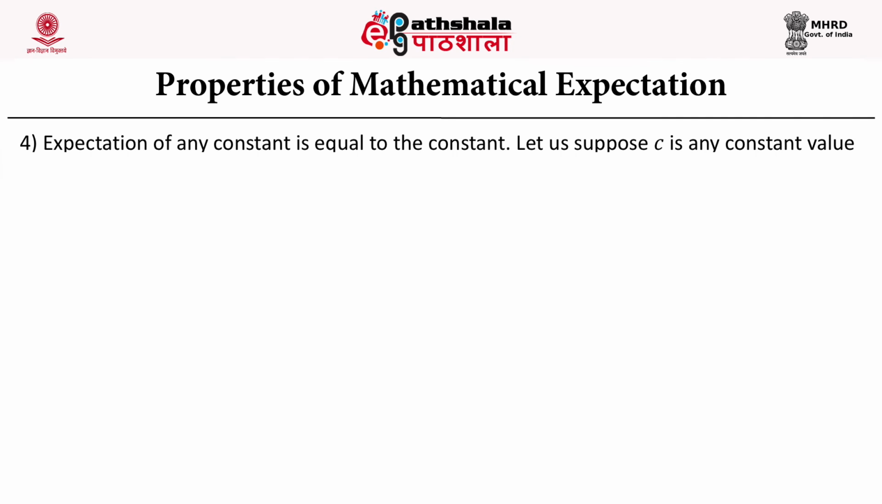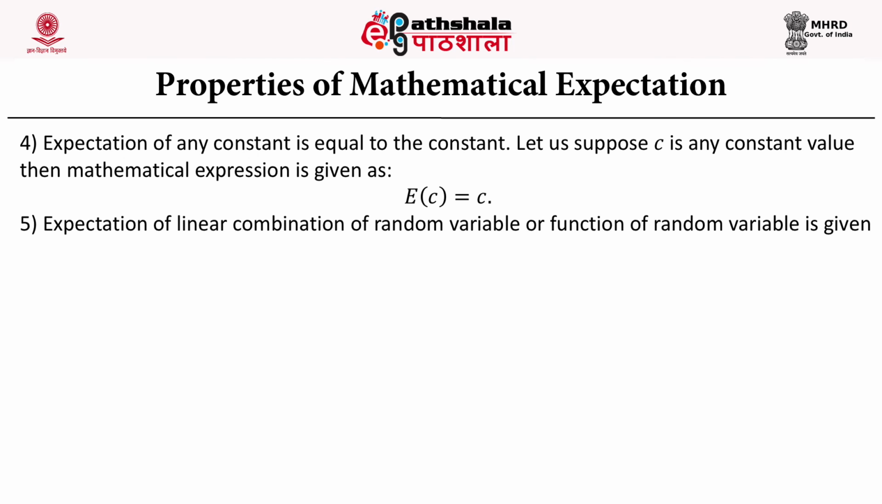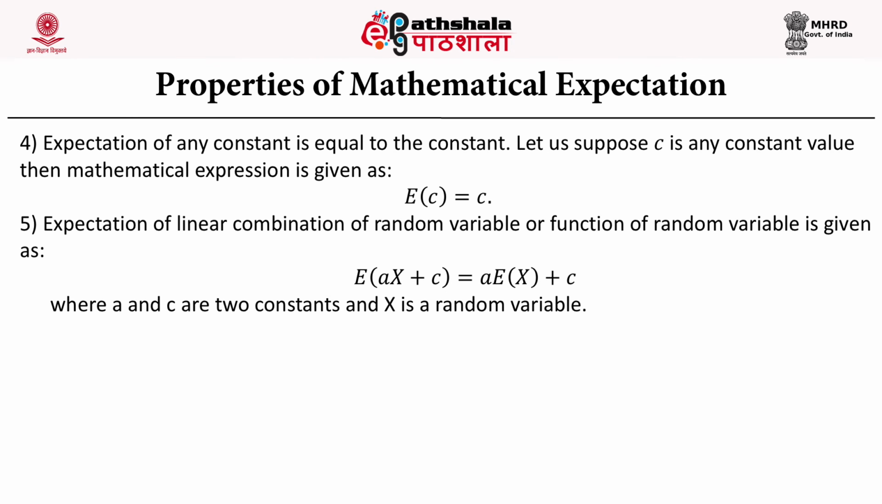The fourth property is that the expectation of any constant is equal to the constant. Let us suppose c is any constant value, then the mathematical expression is given here as expectation of c, which is equal to c. Expectation of a linear combination of a random variable or function of a random variable is given as expectation of ax plus c, which is equal to a times expectation of x plus c, where a and c are two constants and x is a random variable.